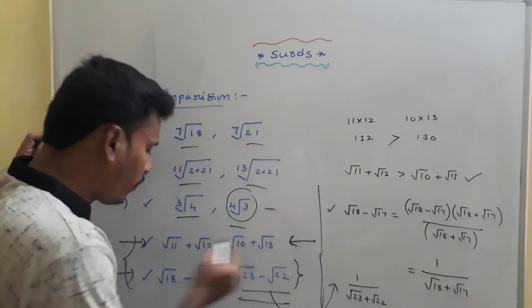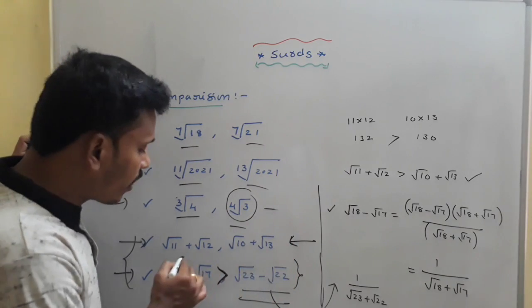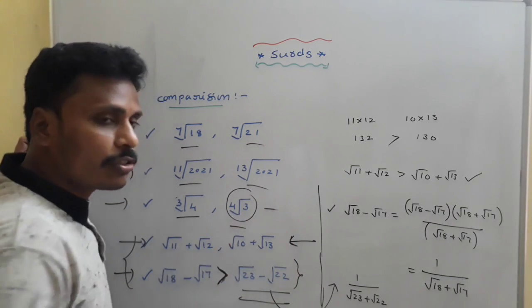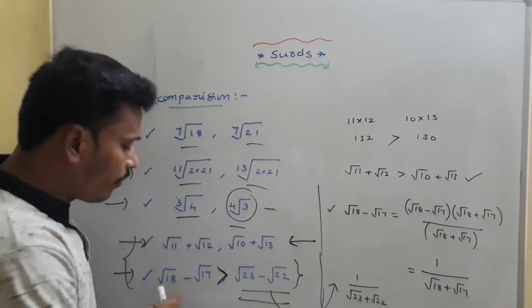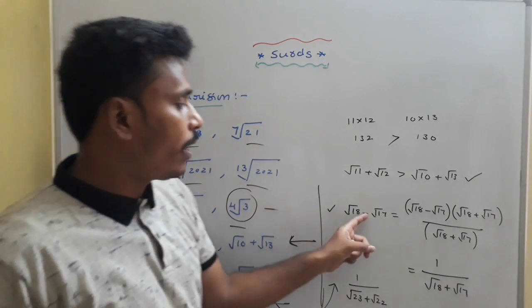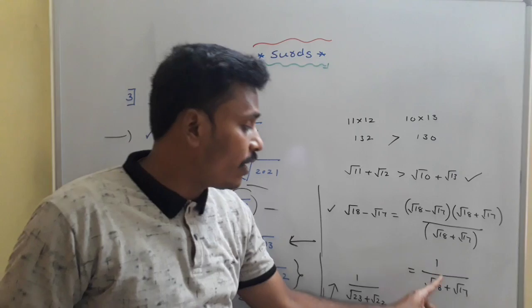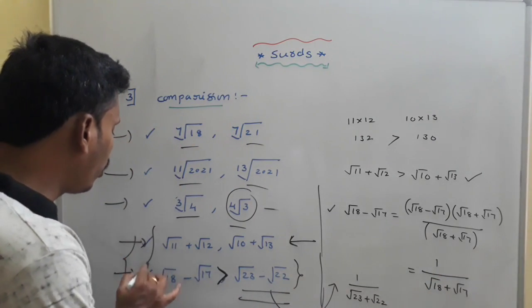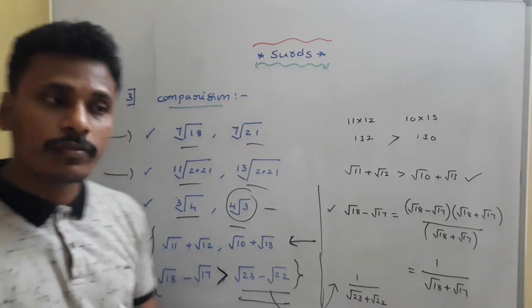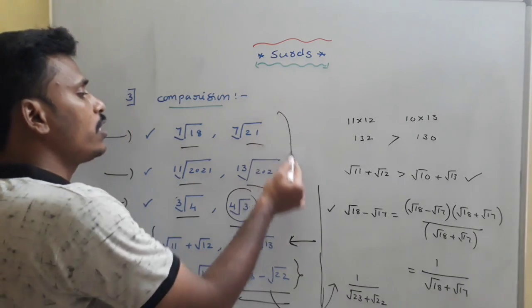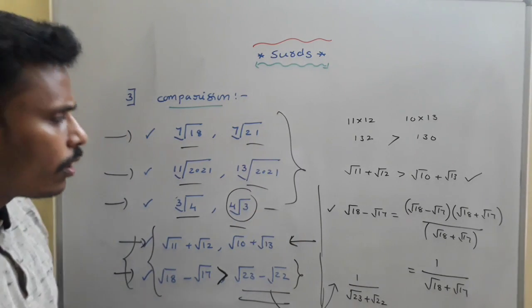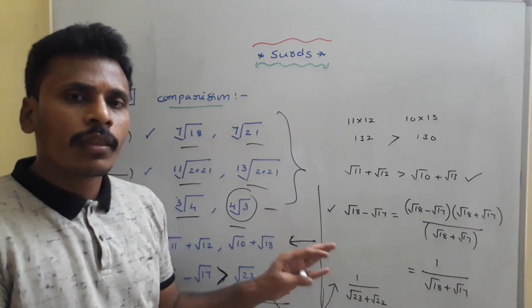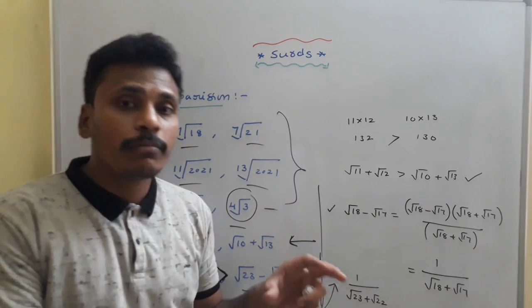One problem, we will compare these two just by squaring both sides. Whereas in this problem, we compare these two surds just by rewriting root 18 minus root 17 as 1 by root 18 plus root 17. So for binomial surds, we have only these two models in comparison of surds. Whereas for monomials, we have these three models in comparison. So these are enough to understand the comparison between two surds.